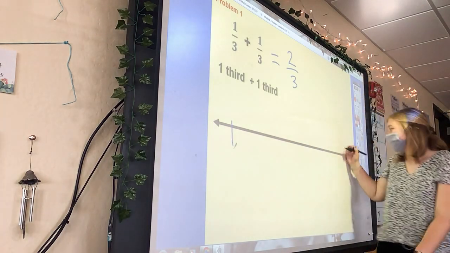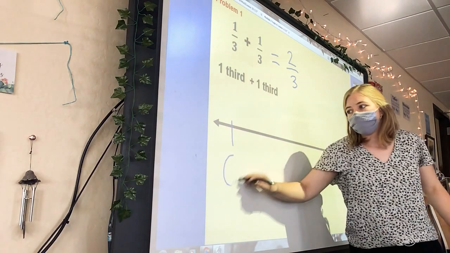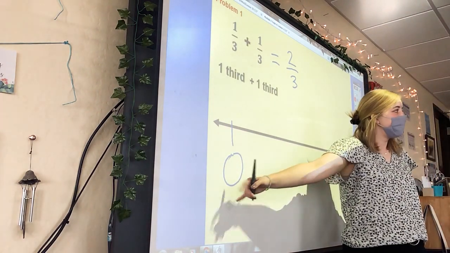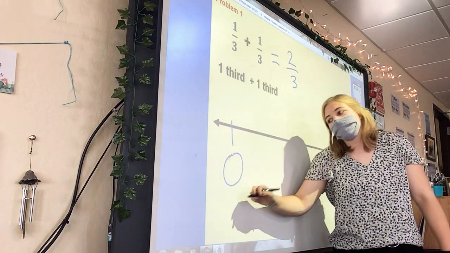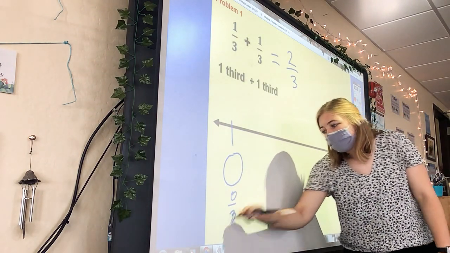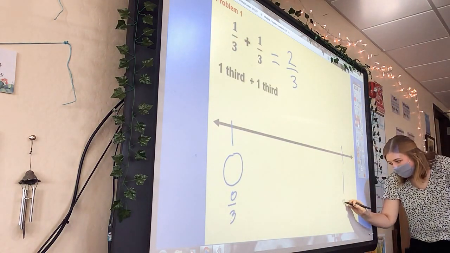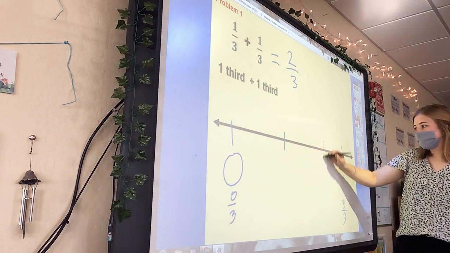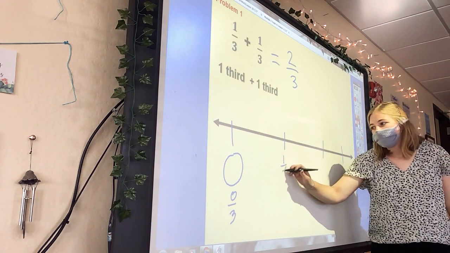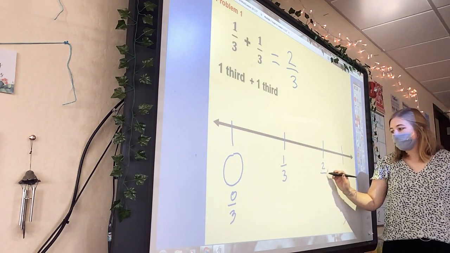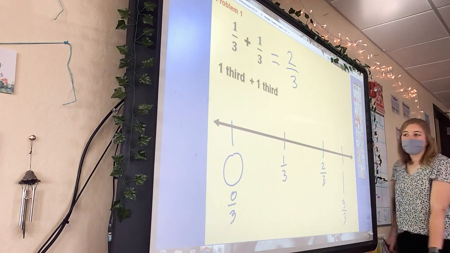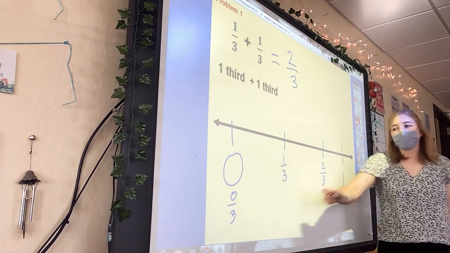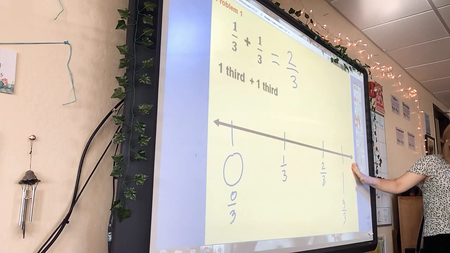So again, 0 and 1. Remember, if you need to label the 0 and the 1, you can. So 0 is 0/3. 1 is 3/3, which means that 1/3 goes here, 2/3 goes here, and then this is 3/3, right? So everything that we're working with for the most part today falls between 0 and 1.